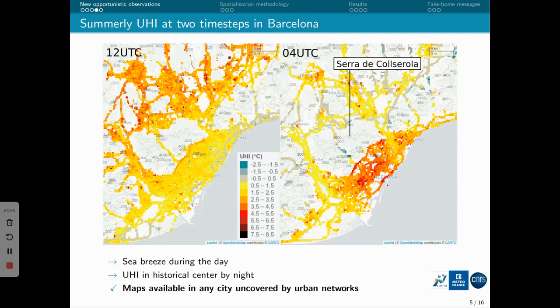So that's nice. But the advantage is that we can also map now the urban heat island for any city where you have enough cars. So this is an example from Barcelona, Spain. And on the left, during the day, you can see the effect of the sea breeze, where air temperature is cooler in the city because it's near the coast, and then the air temperature increases inland. And then on the right, it's during the nighttime, and you have a strong urban heat island on average during summer, so 6-7 degrees in Barcelona. It's pretty high, but it is a large city. And this was done on average over the summer.